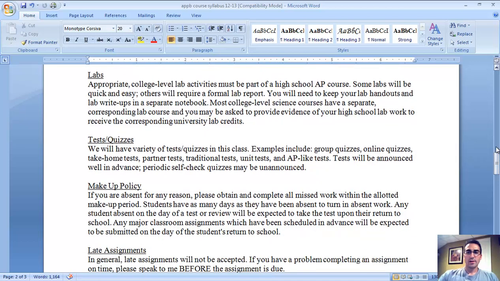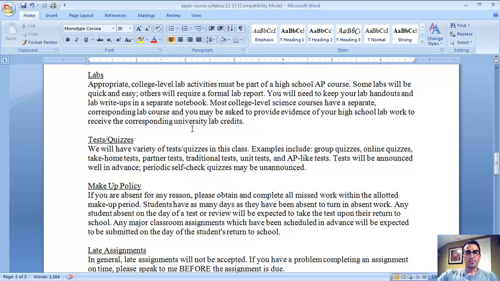Labs. Hopefully with this new way that we've set up this class, it's going to free up a lot of time in class so I don't have to lecture. So we'll be doing a lot of in-depth labs and activities where you can do a lot of the research and analysis right there in class with your classmates.